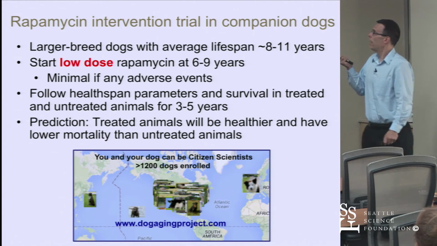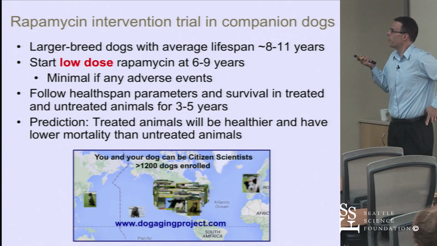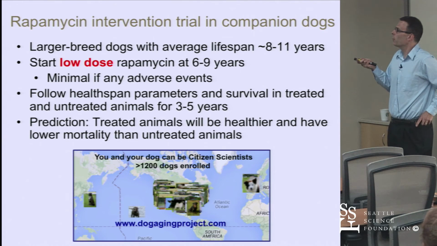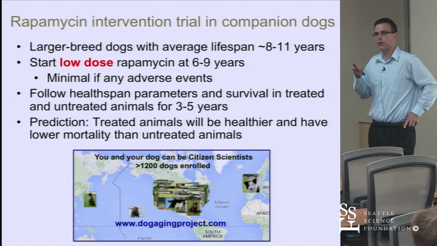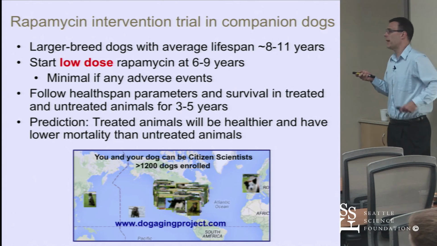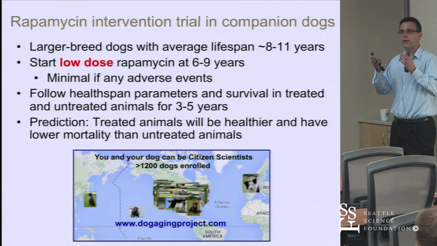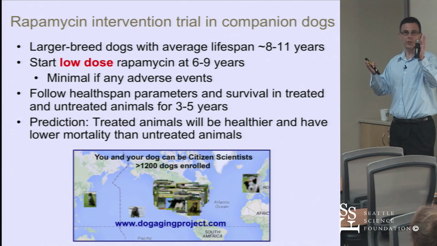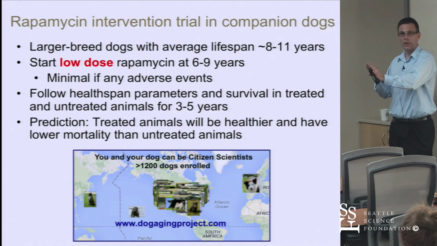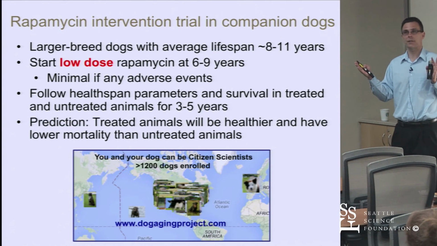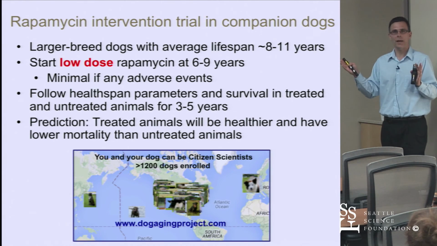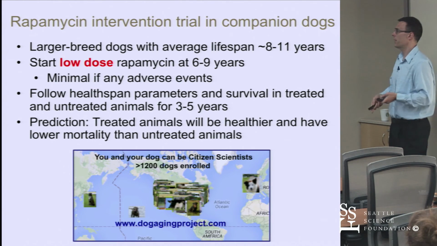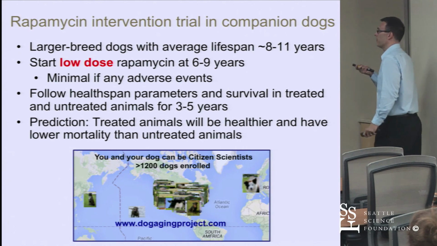So how are we doing this? We actually have a rapamycin intervention trial that's about to get started. The idea is to start with large breed dogs and a low dose of rapamycin, starting them in middle age. The initial study will be a short-term study. The longer-term study will be a 3 to 5 year study where we can assess not just survival, but age-related health parameters: cardiac function, immune function, cancer rates, mobility, cognitive function. All of those can be assessed in dogs. And we can assess whether rapamycin is delaying a wide variety of age-related declines in function or is primarily affecting survival. Our prediction is that the treated animals will be healthier and live longer.